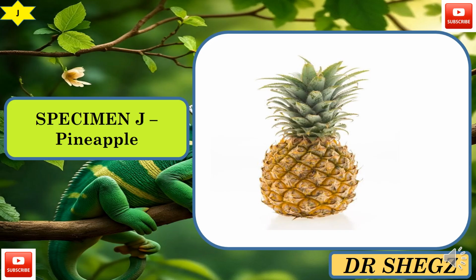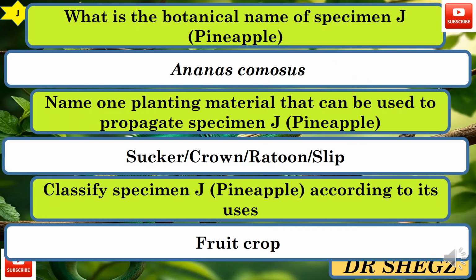Oh, pineapple. One of the sweetest fruits ever. Now, what's the botanical name for specimen J? Ananas comosus. Now, remember, since you won't be writing in italics, remember to underline. The generic name will start with a capital letter, the specific name is going to start with a small letter, and you underline both separately. So, Ananas comosus.